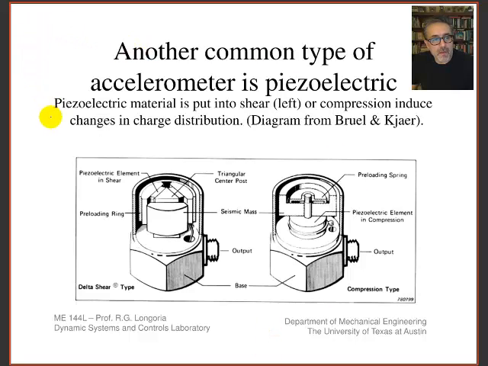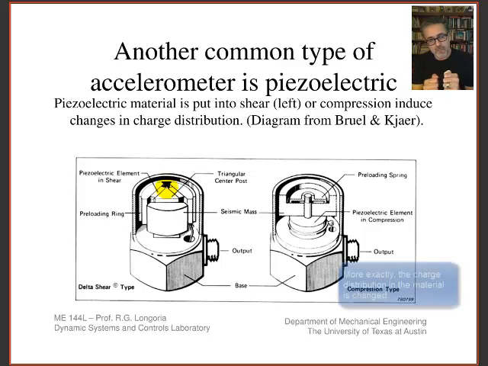Other accelerometers that are very common are piezoelectric. Piezoelectrics use these piezoelectric type ceramics, crystals, and here it shows two different configurations. This is the mass here, the seismic mass, and there's a piezo element here, and that element is in shear. So when the mass moves, it shears that piezo element, and what piezoelectric means is that as you shear it, a pressure or stress induces a change in the charge in that element, and you detect that change in charge. It's almost like a capacitive effect. So you detect that change in charge.